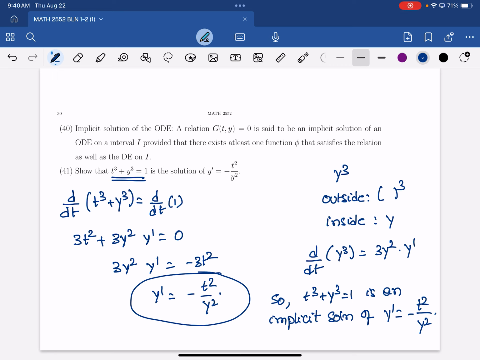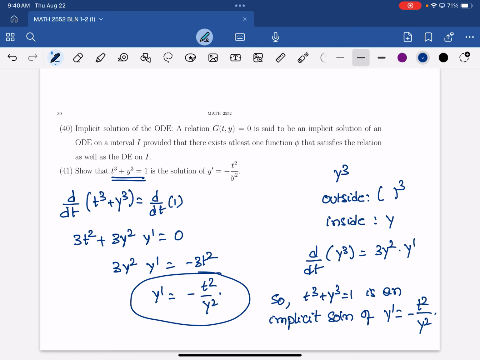So when it is explicit, you find y, you find y prime, plug it in, check whether it is an identity or not. When it is implicit, differentiate the solution, you should end up with the differential equation. So the strategy will be different depending on whether you get an implicit function or an explicit function. Okay?